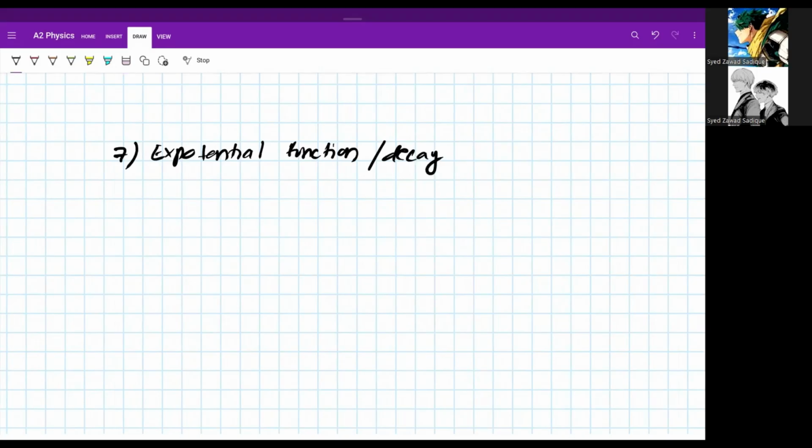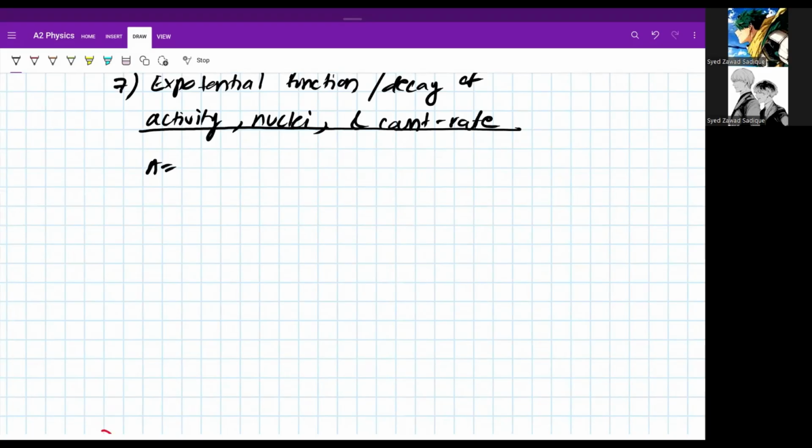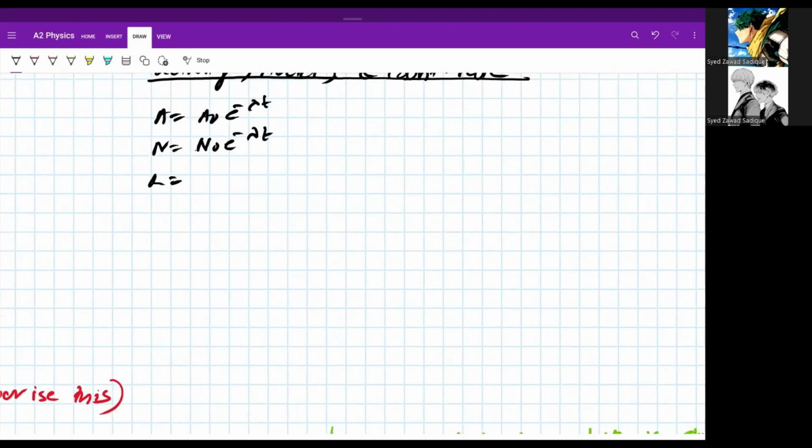Potential decay of activity, nuclei, and count rate. Okay, so activity is equals to A naught e to the power minus lambda t. N is equals to N naught e to the power minus lambda t. And R is equals to R naught e to the power minus lambda t. It's the general equation.